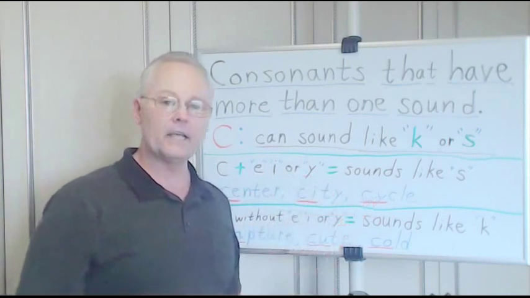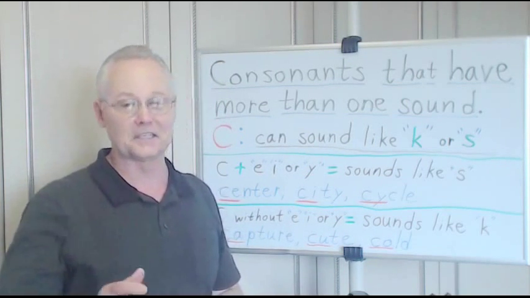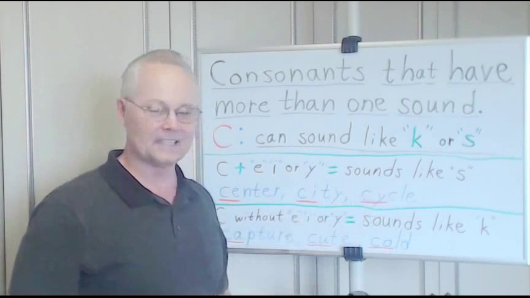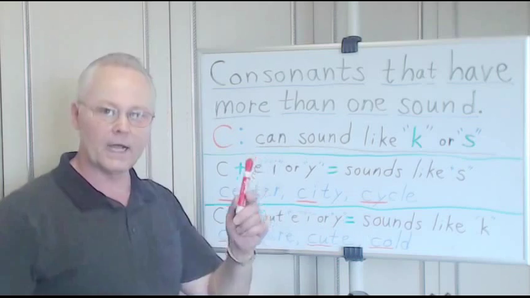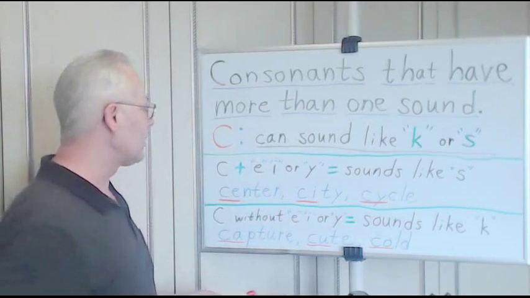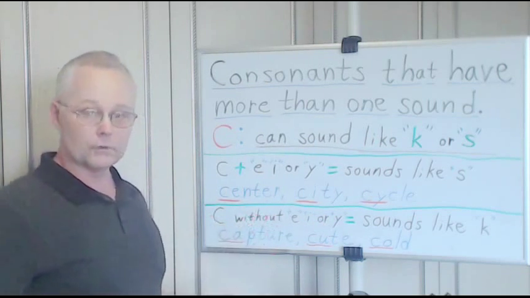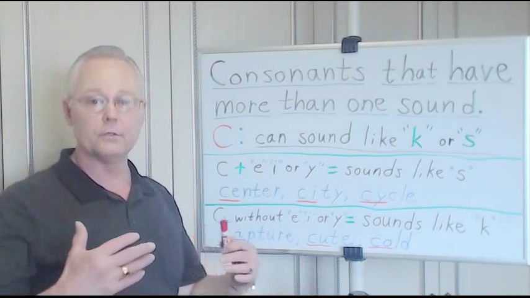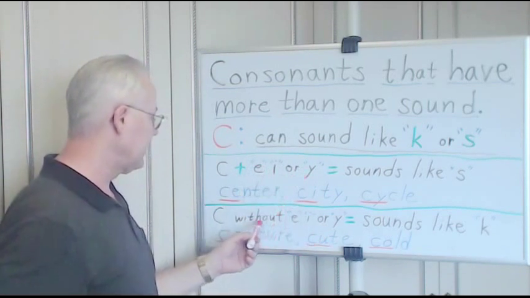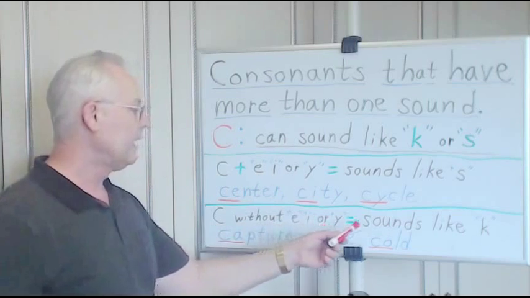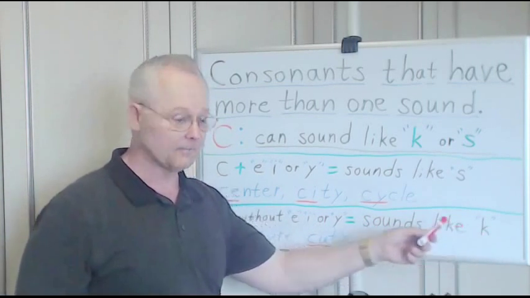C-Y. Cycle, as in the word bicycle, but here, by itself, it's cycle. Okay, C-Y, cycle. Now, when does C sound like K? This is easy to remember. All we have to remember is: without E, I, or Y, C sounds like K.